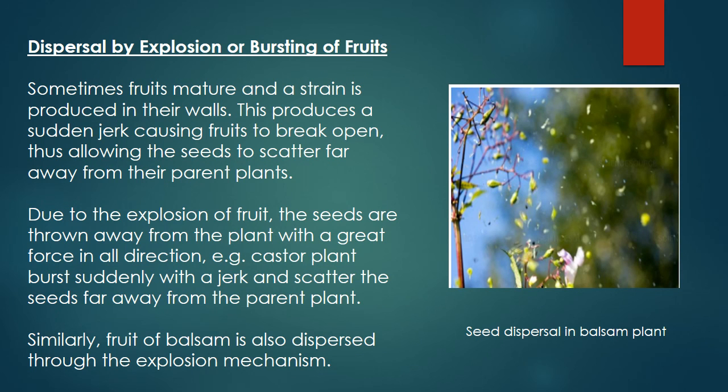And next is dispersal by explosion or bursting of fruits. We can see this in castor and balsam plants. Due to the explosion of the fruit, the seeds are thrown away from the plant with great force in all directions. For example, the castor fruit bursts suddenly with a jerk and scatters the seeds. Similarly, we can also see this in the fruit of balsam.